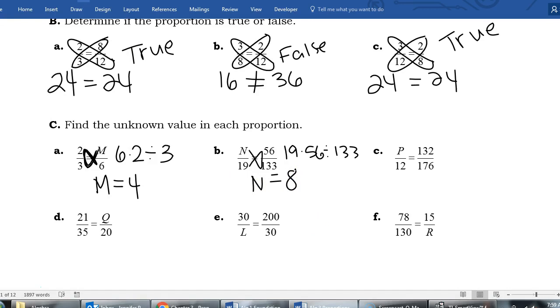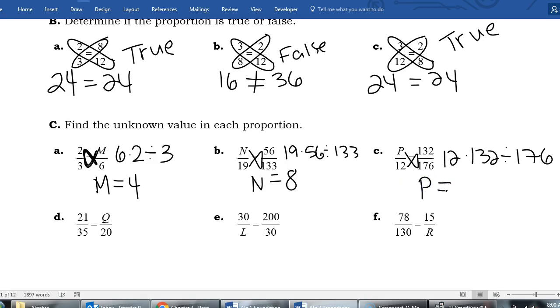And one final problem using the fish method. 12 times 132 divided by 176 gets us to our answer. And I'll leave it up to you to see if you can do that one.